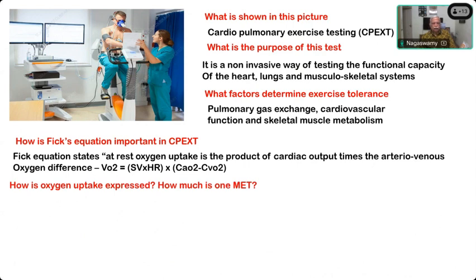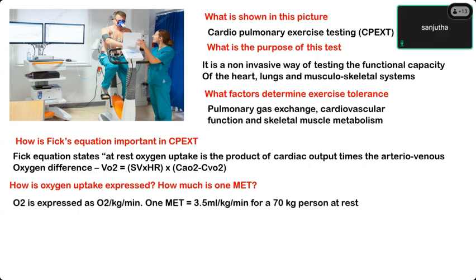So how is oxygen uptake expressed? How much is one MET? One metabolic equivalent is equal to 2.5 ml per kg per minute. 3.5 or 2.5? 3.5 ml per kg per minute. Oxygen uptake is expressed as oxygen per kilogram per minute. So one MET is 3.5 ml per kg per minute for a 70 kg person at rest. It is not during exercise. Okay, this is a very important objective that we have to use.